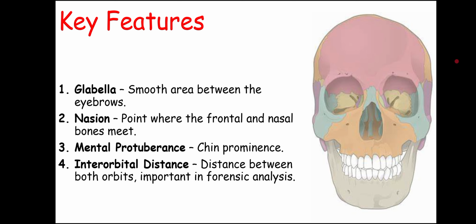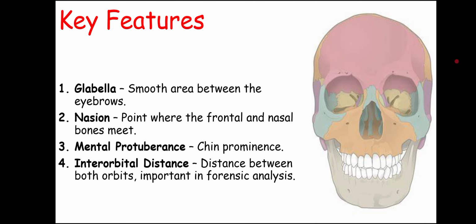The next feature of the Norma frontalis is interorbital distance, that is basically the distance between both orbits, and it is important in forensic analysis.